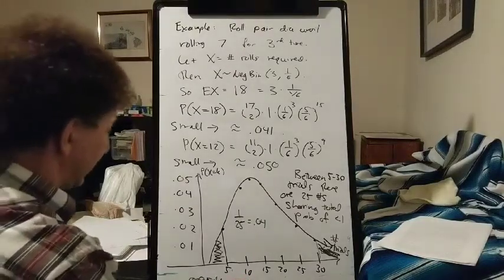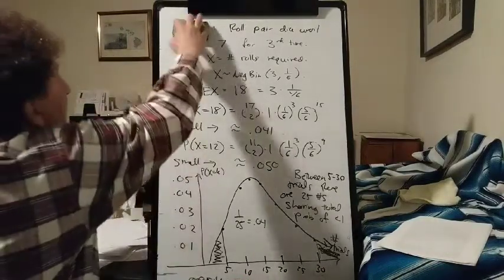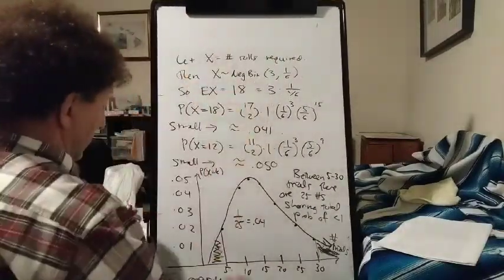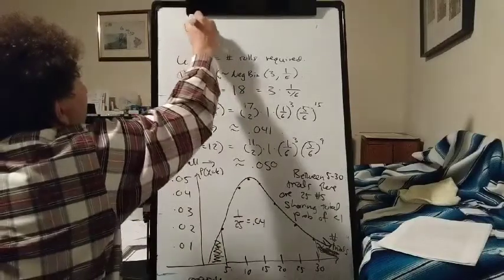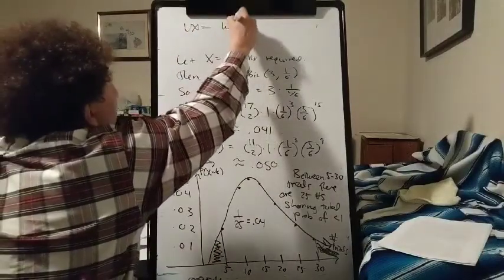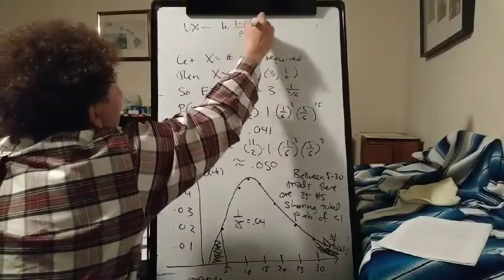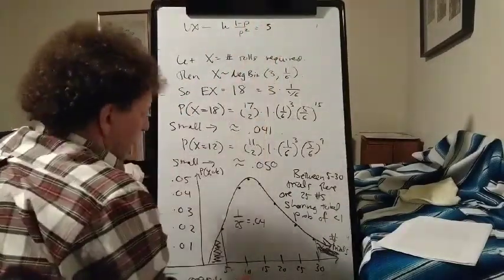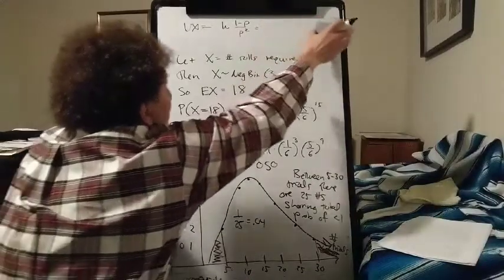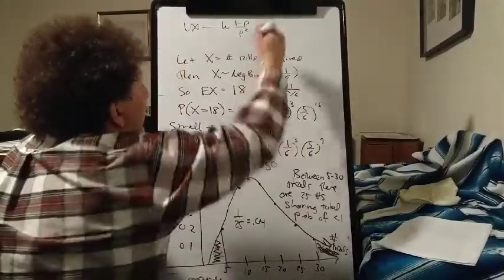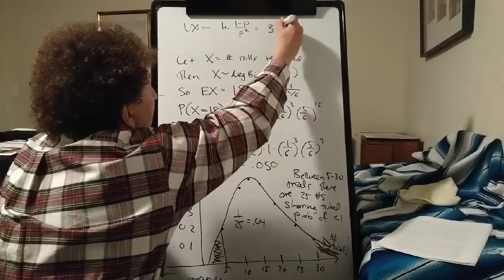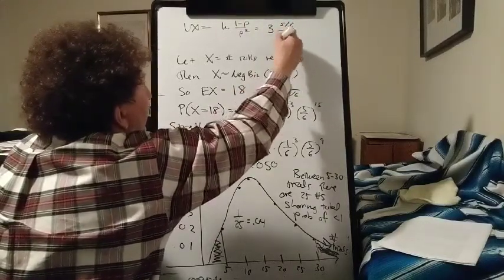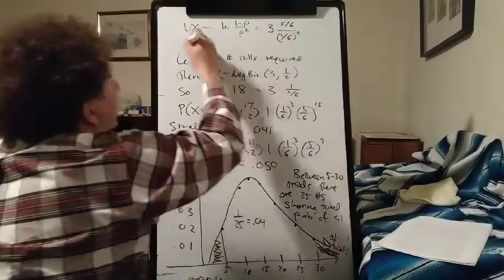So let's compute the variance. The variance we said is k times 1 minus p over p squared. K is 3 because we wanted 3 successes. 1 minus p is 5/6. That's the failure probability. And then p squared is 1/6 squared.